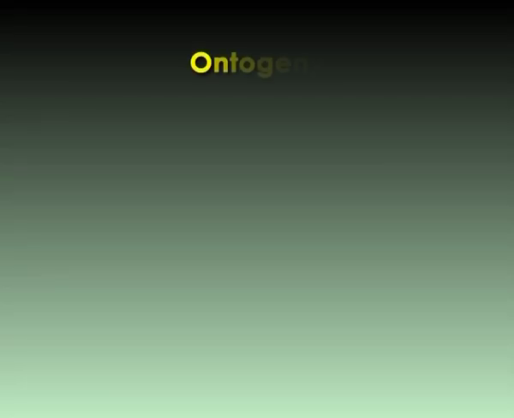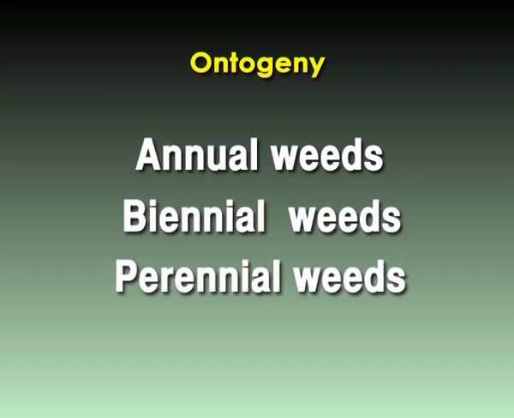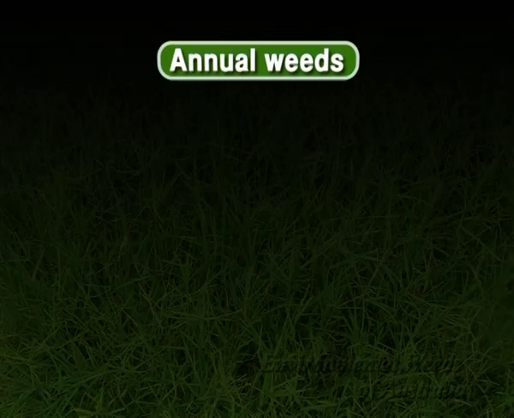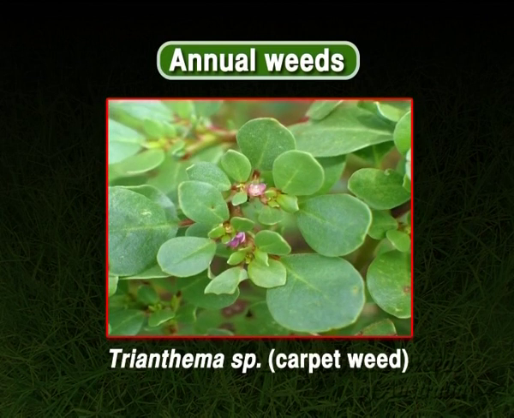Again, classification is also based on life cycle, which is also known as ontogeny. Based on lifespan or ontogeny, weeds are classified as annual, biennial and perennial weeds. Annual weeds complete their life cycle within 1 year or 1 season and propagate by seeds. For example, Chenopodium album, which is also known as lamb's quarter, and Trianthema species, which is also known as carpet weeds.